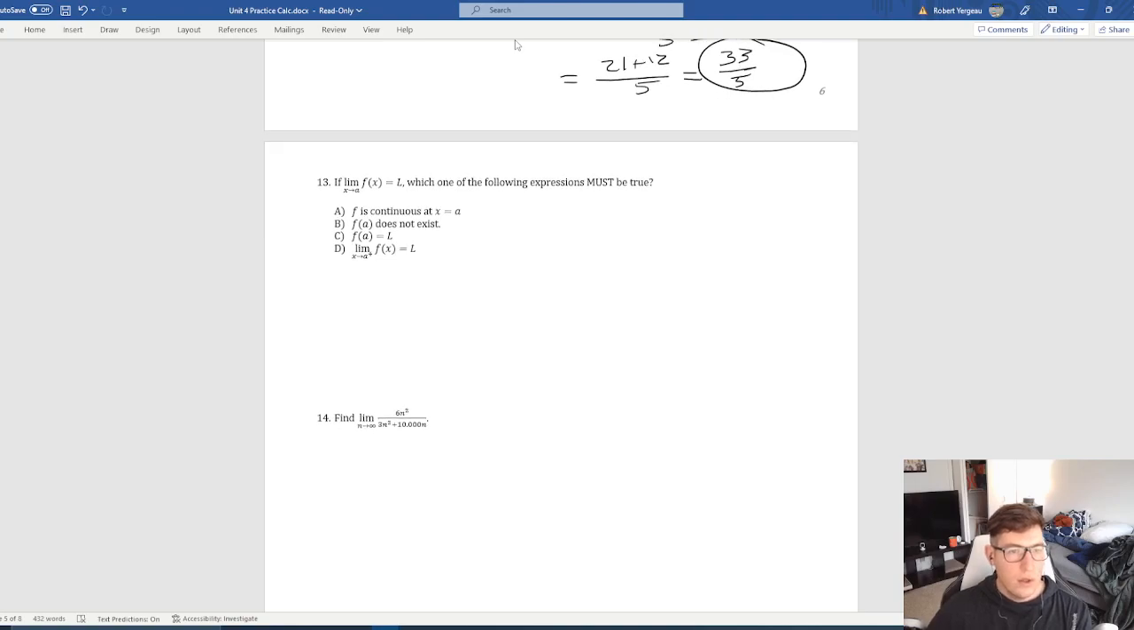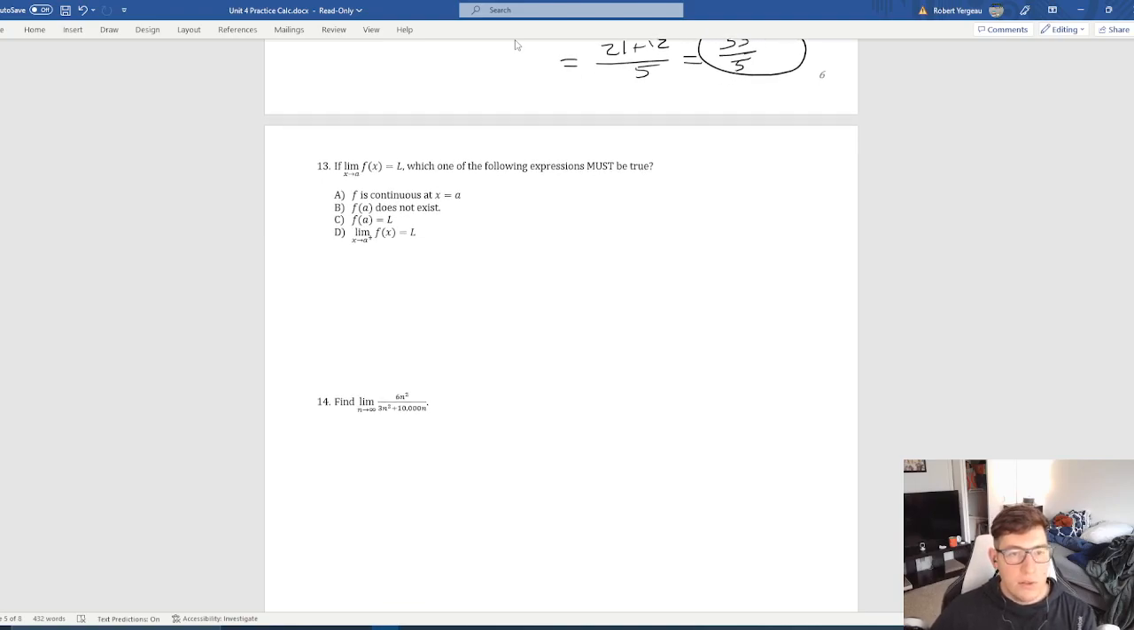So 13 is simply just asking us about a limit. And so if the full limit as x approaches a of f of x is equal to L, which of the following expressions must be true? Now remember, if this is true, that means that the left hand and the right hand, so x approaches a from the right and x approaches a from the left, both of them have to be equal to L as well. If either of these doesn't happen, this can't happen.